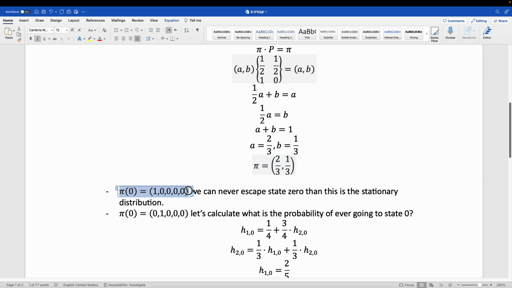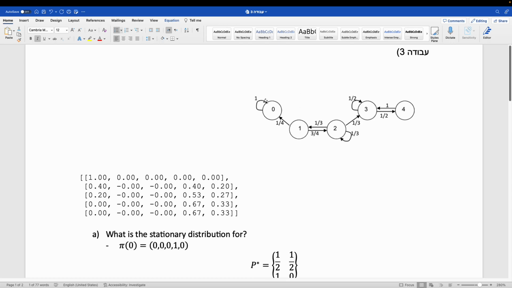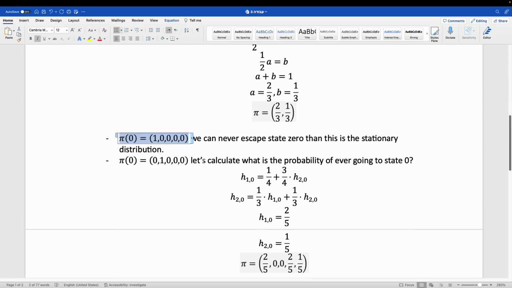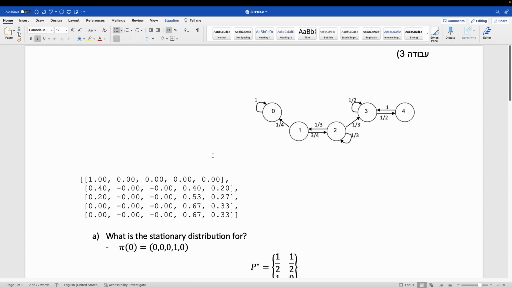And now we ask for what is the stationary distribution of 0, meaning we start at state 0, meaning we cannot escape state 0, so the stationary distribution is just staying in state 0 forever. And now we ask the last question, which is, let's calculate what is the stationary distribution for starting at state 1. For this, we will need to look at two options. Either we go to state 0 and we stay there forever, or we go to state 3 or 4 and we stay there forever. So to do that, we will need to calculate as follows.